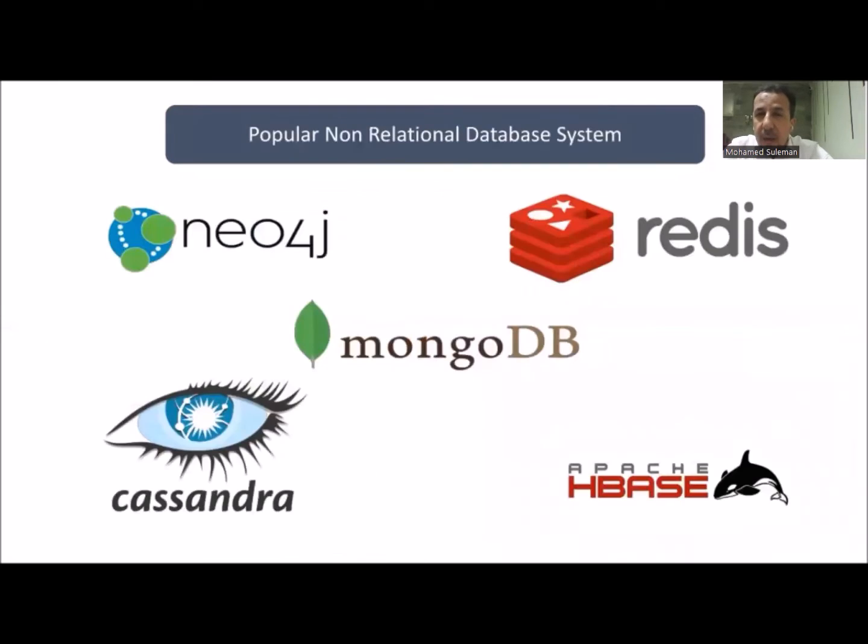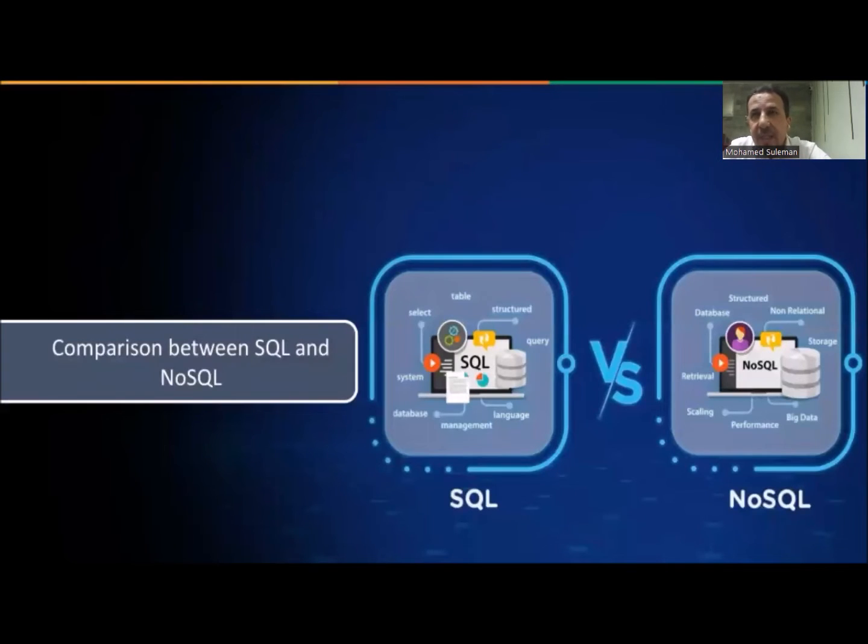Now, what kinds of NoSQL databases can we deal with? Yes, MongoDB, Redis, Apache HBase, Cassandra. Yes, all these are examples of NoSQL databases. Now, let's make a small comparison between SQL and NoSQL databases.